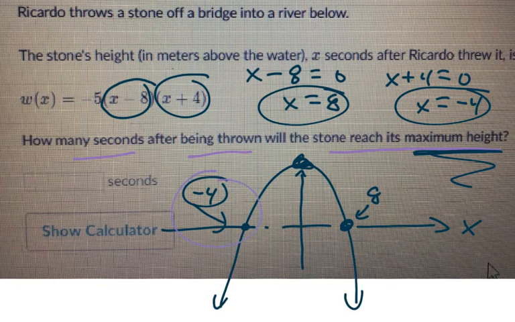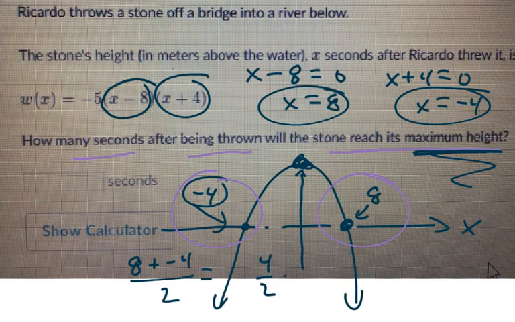In between these two zeros, right? So guys, what number is between 8 and negative 4? Well, if you want to do it mathematically, guys, all you need to do is add them together and divide by 2. We call that averaging. Averaging helps you find the middle. So I'm going to end up getting 4 divided by 2, which is 2. So the answer would be 2 seconds later.